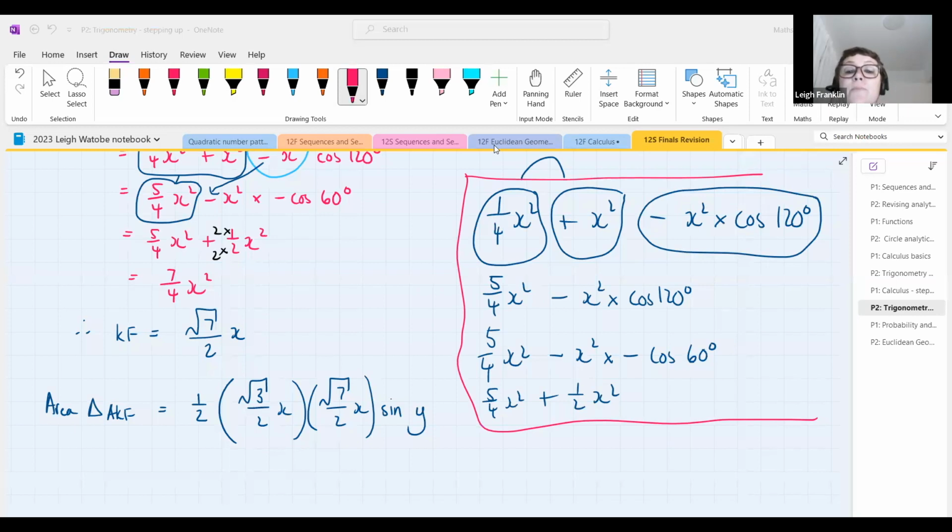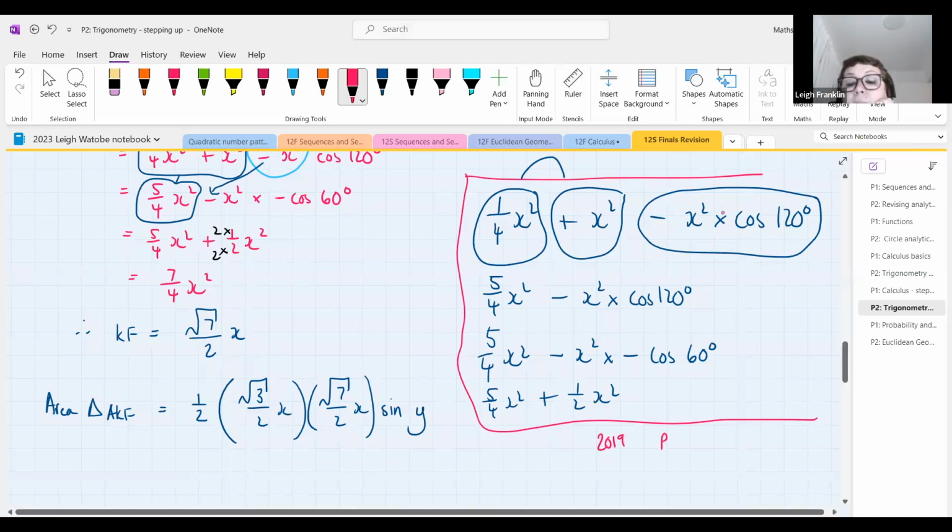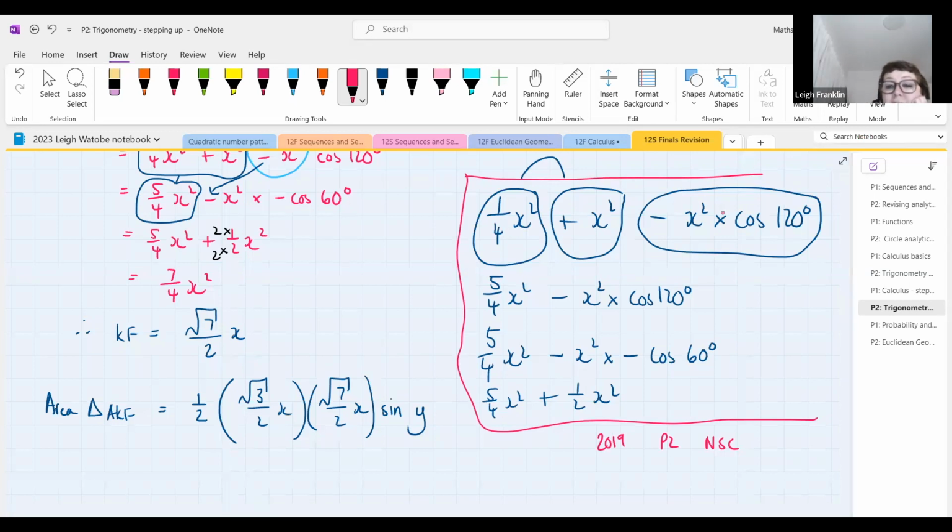Yes, Tsechofatso, this is from 2019. Okay, so it's the 2019 paper 2 NSC exam. It's a cool question, isn't it? It's an absolute beast of a question.